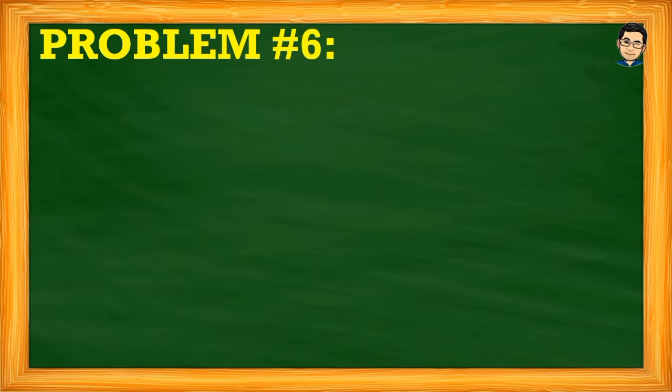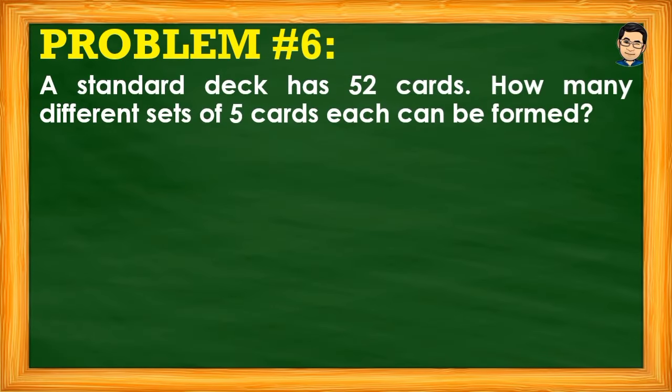So for our last problem, number 6, a standard deck has 52 cards. How many different sets of 5 cards each can be formed? Okay, so yung isang deck po, regular deck ng cards. So meron po tayong 52. Hindi po kasama dyan yung mga jokers. So we only have ace and then 2 to 10, jack, queen, and king. So n here is 52. And then r is equal to 5.